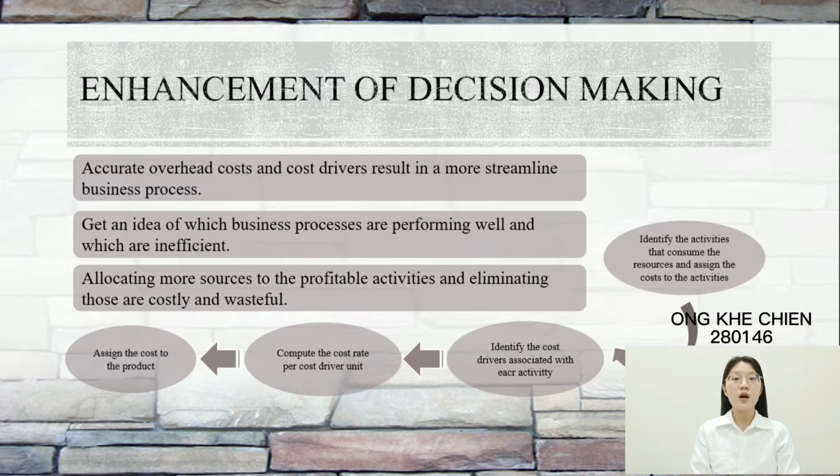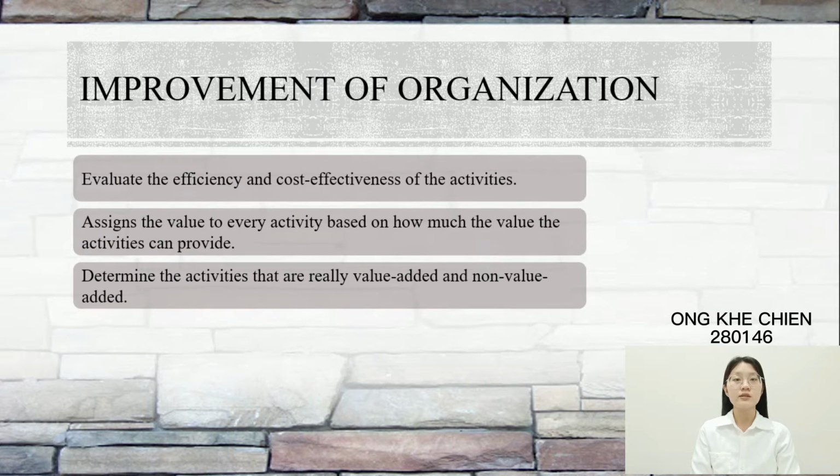When all overhead costs are calculated accurately, the management team will be able to get an idea of which business processes are performing well and which are inefficient. They can then streamline the process by allocating most resources to the profitable activities and eliminating those that are considered costly or wasteful. By making better decisions, it can also directly improve the performance of the organization.